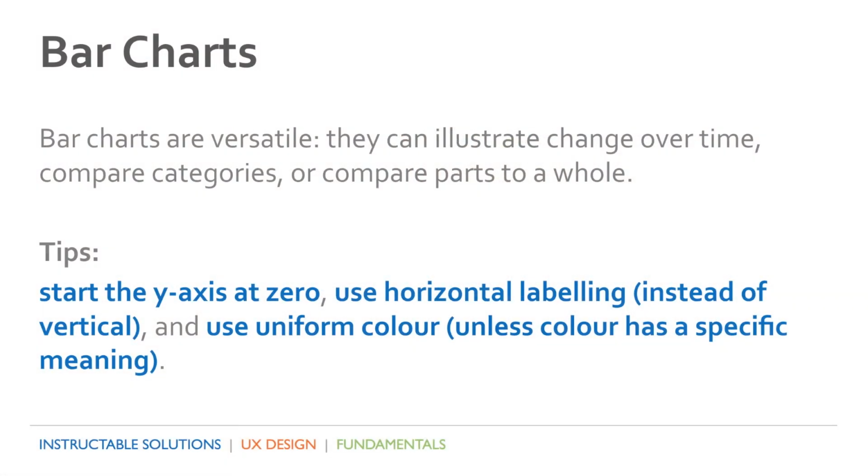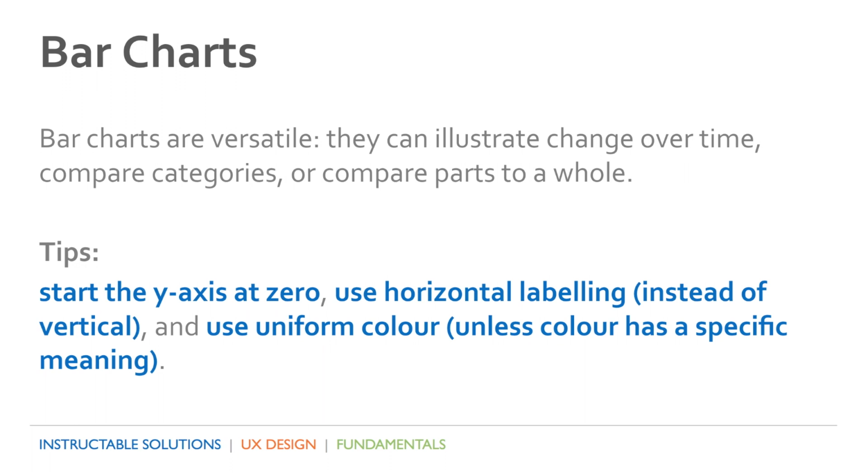Bar charts are very versatile. They can illustrate change over time. They can be used to compare categories or compare parts to a whole. And when you have a complex set of information, a list just won't cut it, and data visualization becomes quite important. When considering the type of data visualization, you need to think about the quantity and what you're actually showing juxtaposed against another point of information.